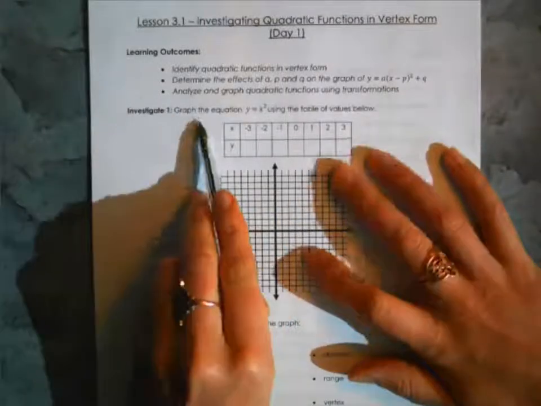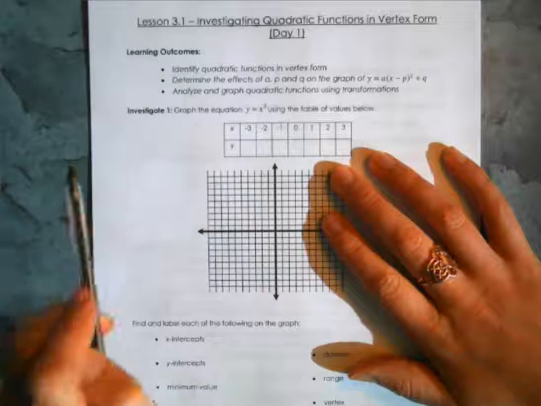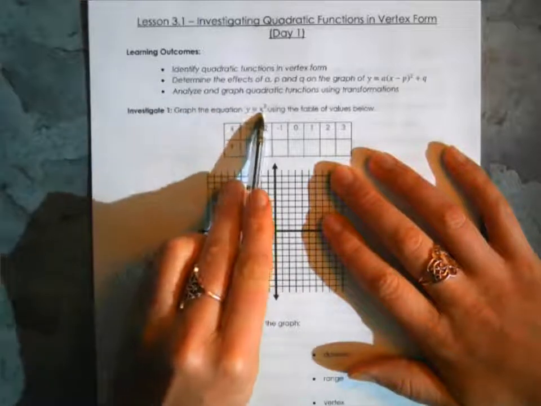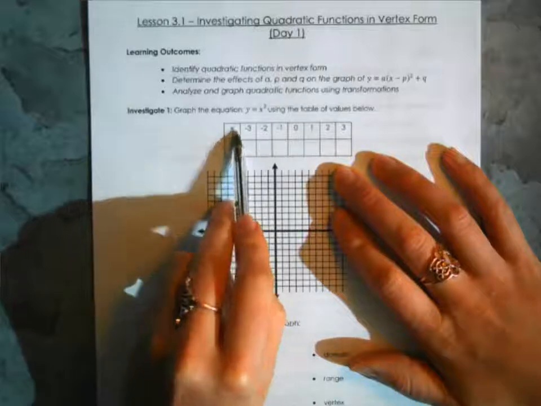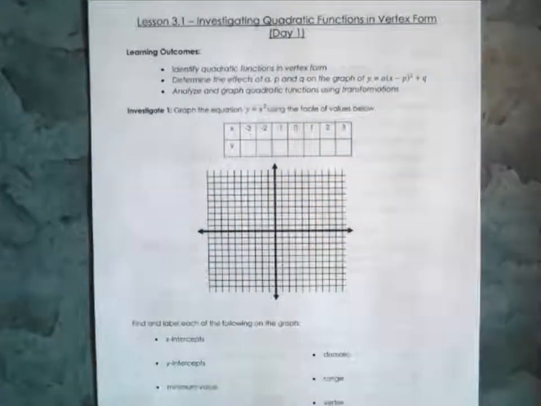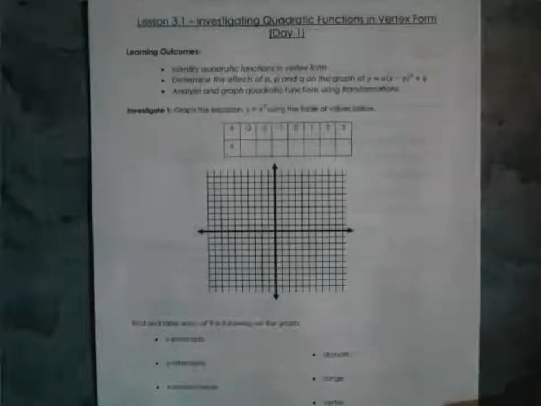So it's asking us to graph the equation y equals x squared. Remember, that is the simplest version of the quadratic. And we're going to use a table of values below. So basically, we're given our x values. We need to solve for our y values.